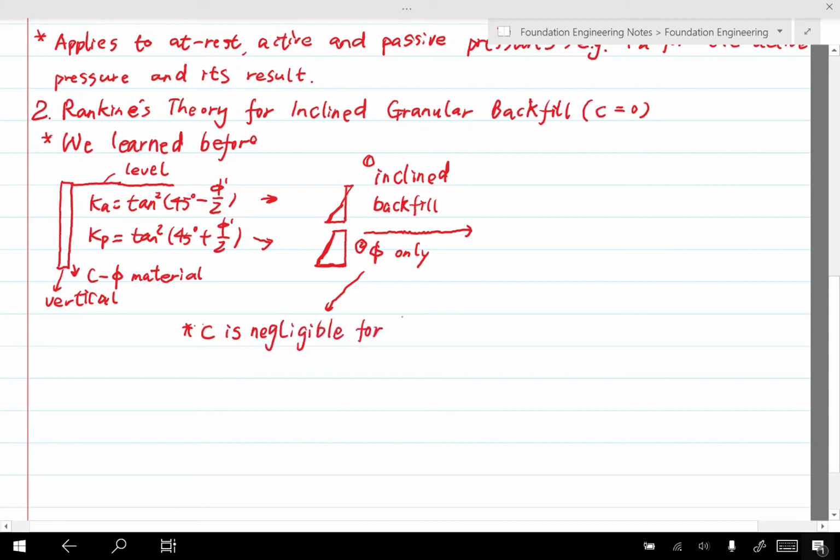C is negligible for large walls. And another reason is that we usually use granular backfills.